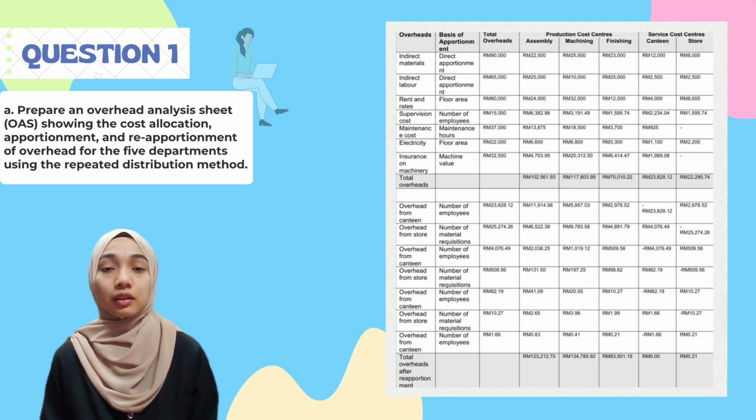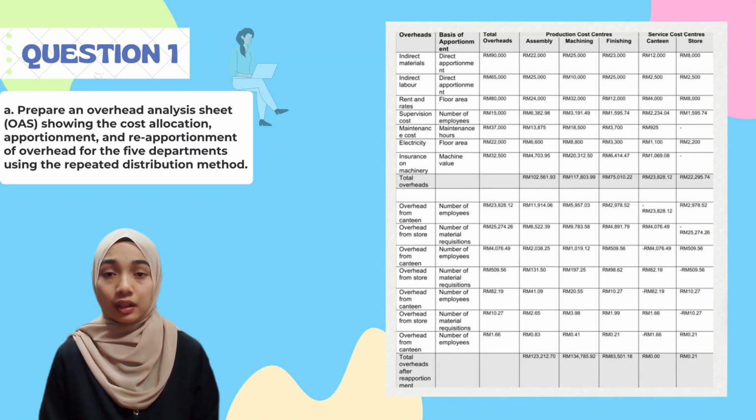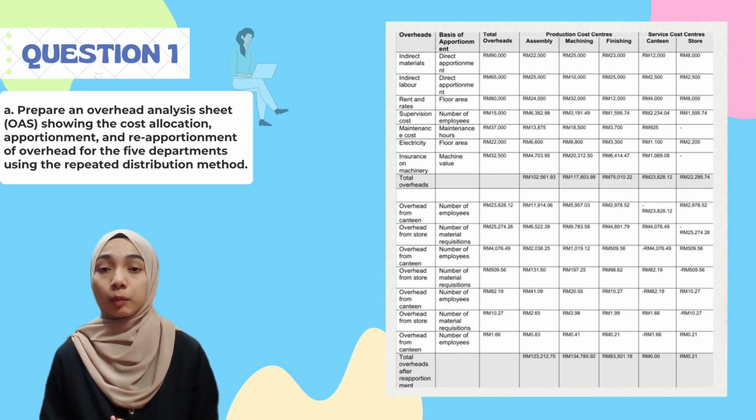For supervision cost, the basis is number of employees. For the maintenance cost, the basis is maintenance hours. For electricity, the basis of apportionment is floor area. And lastly, for the insurance on machinery, the basis of apportionment is the machine value. After we allocate all the overhead costs to each department, we calculate the total overhead for each department.